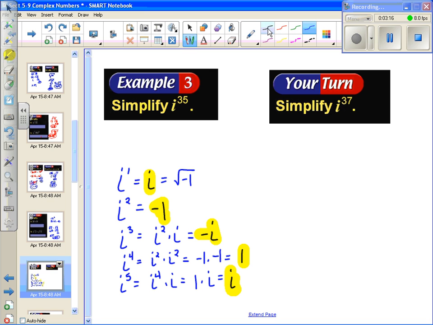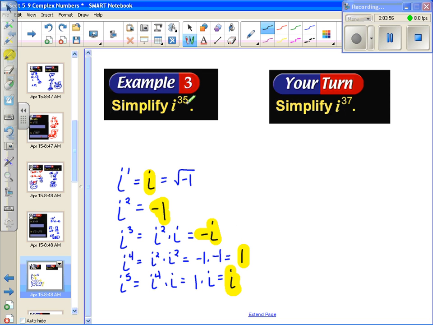Let me go back to the pen here. So I have this repeating pattern of i, -1, -i, 1. i, and then it would go back to -1, -i, 1. So every fourth power is going to come back to where we started. It's going to just keep going in a cycle. So if I wanted to know what i to the 35th was, I'd need to know how many times I go through this. And I could count 1, 2, 3, 4, go back to the top, 5, 6, 7, 8, 9, 10, 11, 12, but that could get really old.